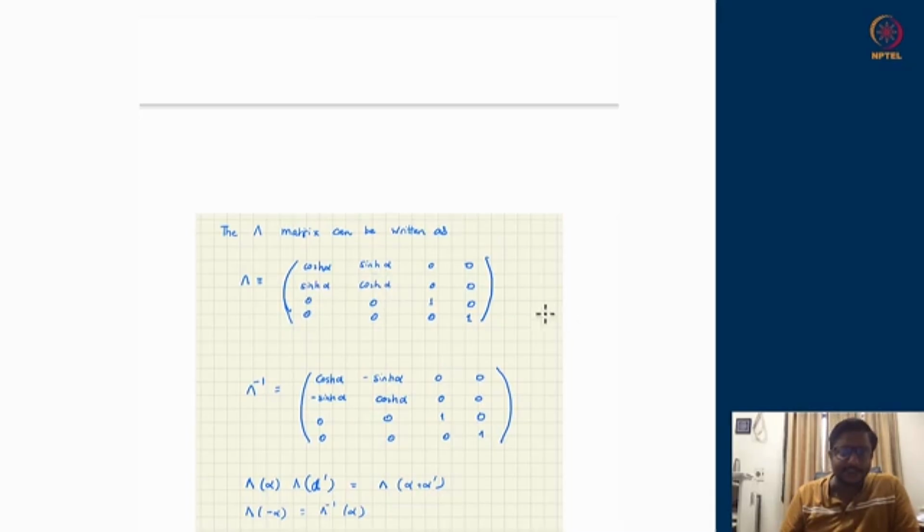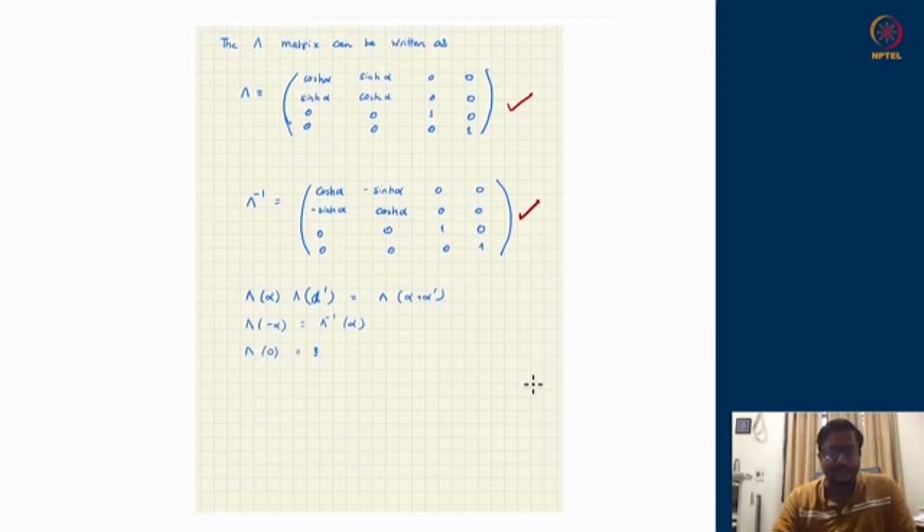So this is a lambda matrix. The inverse of that matrix would be just alpha going to minus alpha. So this becomes the inverse matrix. It's cosh alpha, minus sinh alpha and minus sinh alpha.